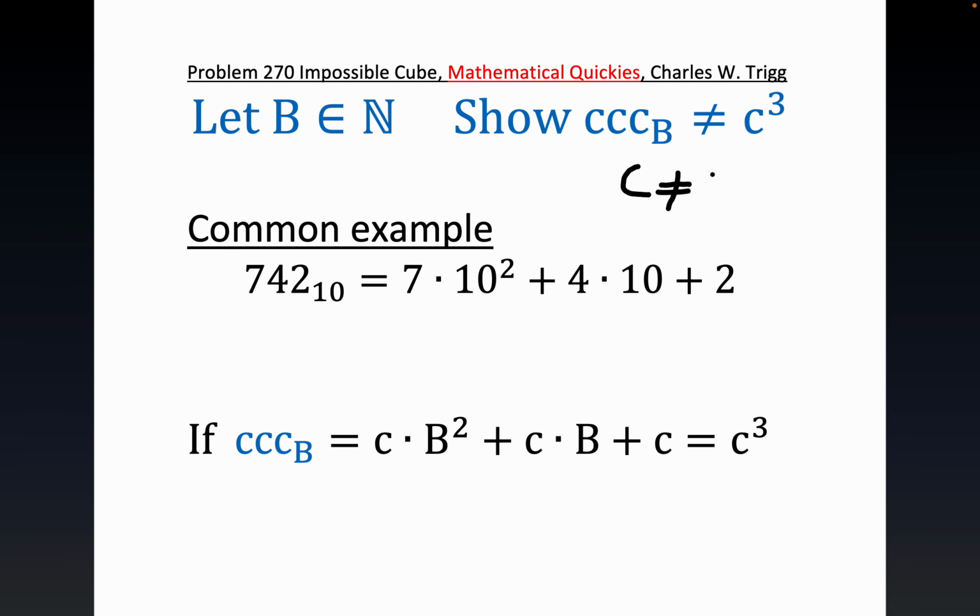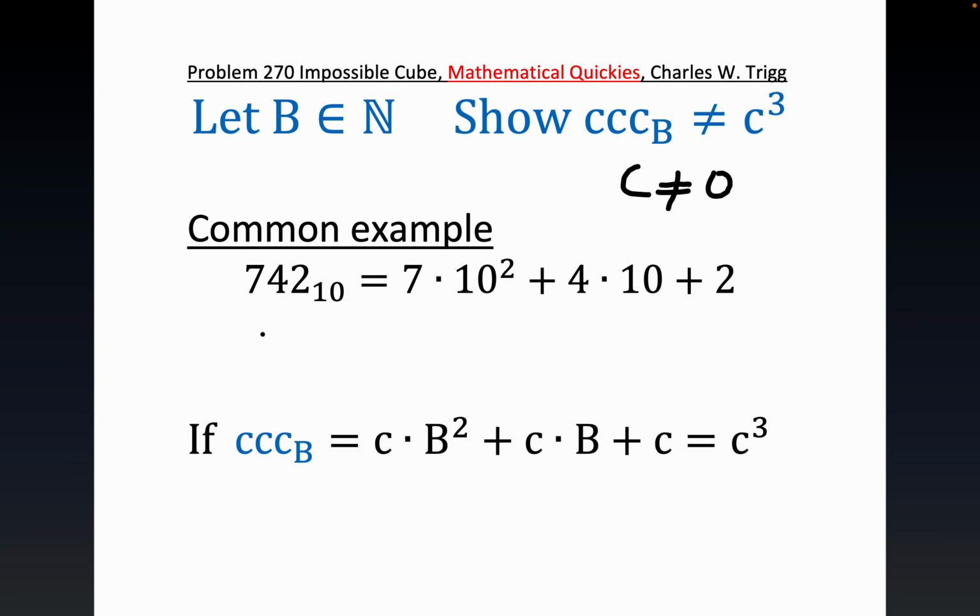Okay, now we're of course going to assume that c is not equal to 0 to make the problem interesting here. Now it looks pretty obvious, if you have a 3-digit number in base b, that it wouldn't be equal to c cubed, but I think a proof's required. Now let's take a look here at a common example.